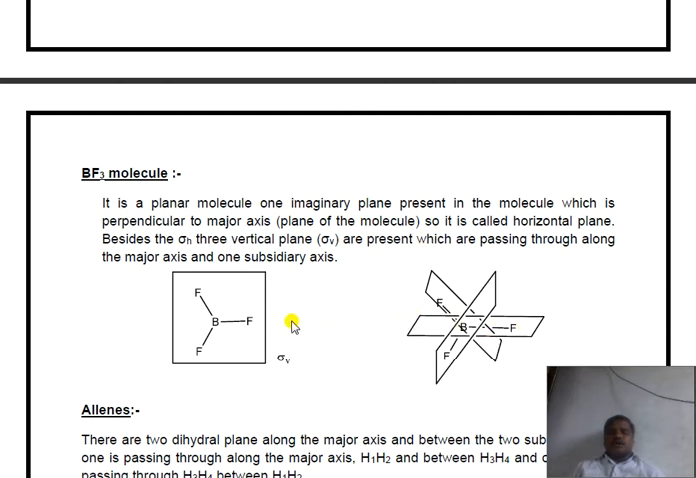This is the sigma h with respect to the planar symmetry, not sigma v. Sigma v is wrong; sigma h is correct.